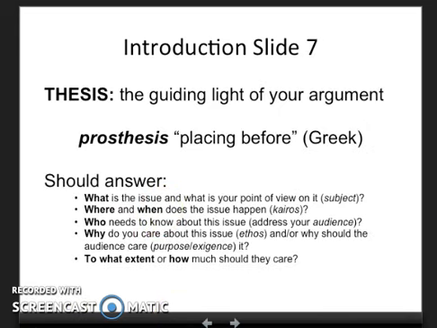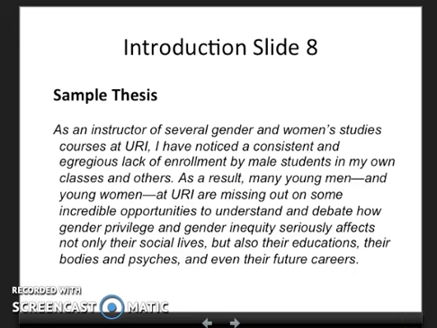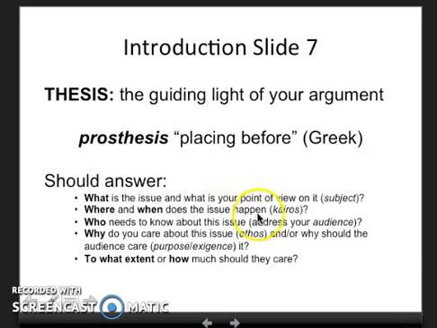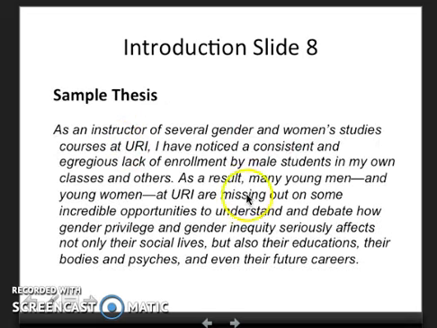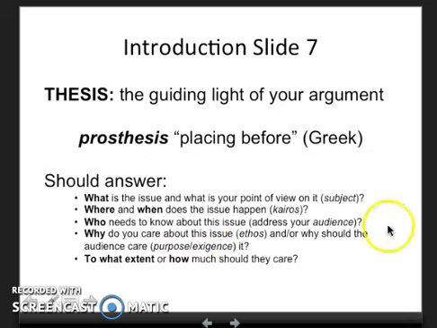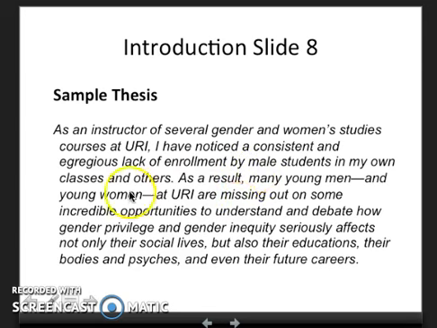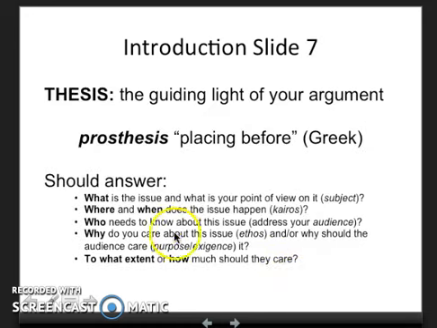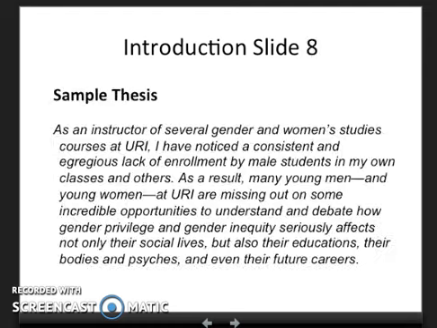What is the issue? The issue is lack of attendance by men in women's and gender studies courses. When and where does the issue happen? At URI, and recently I've noticed this. Who needs to know about the issue? I say men and women at URI, and so that is my specific audience, are missing out. Why do I care about it, and why should the audience care? Well, because I think they're missing out on understanding and good debates about how gender privilege and gender inequity seriously affects them. And to what extent should they care? I kind of answer that here in saying that they're really missing out on this.